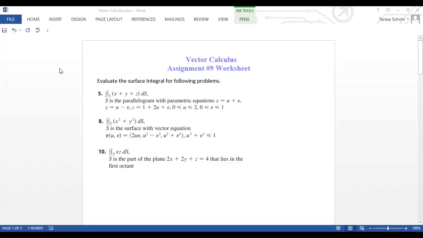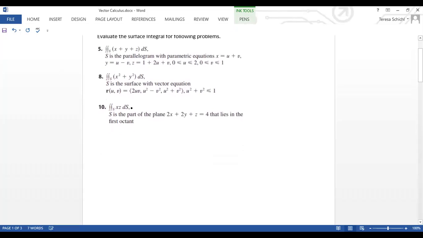Let's start here. This is the one where we try to find the surface integrals. The first two problems are pretty straightforward. The problem provides you the parametric equations and how to parameterize the surfaces. And then I'm going to do problem number 10.